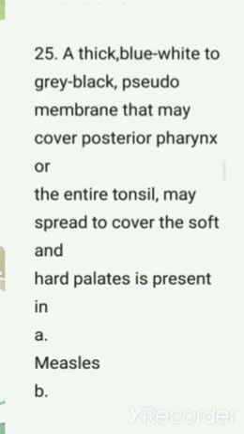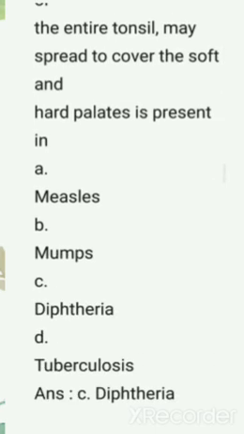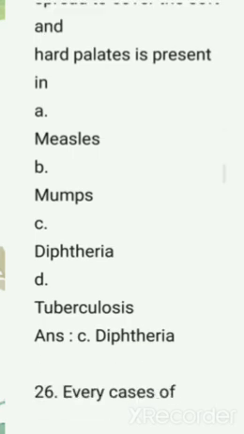Question number 25. A thick blue, white to grey, black pseudo membrane that may cover the posterior pharynx or the entire tonsils and may spread to cover the soft and hard palate is present in, options are: measles, mumps, diphtheria, tuberculosis. Correct answer is option C, diphtheria.